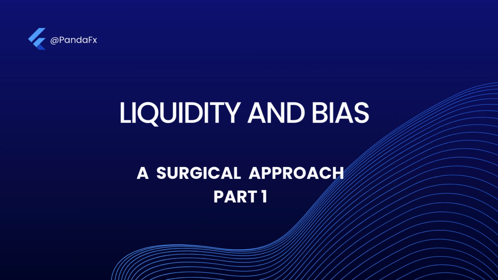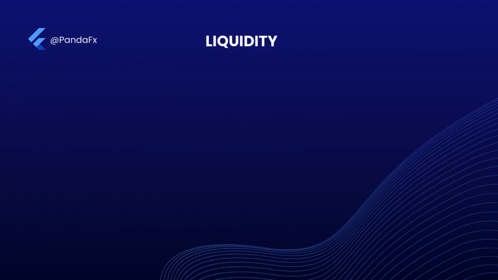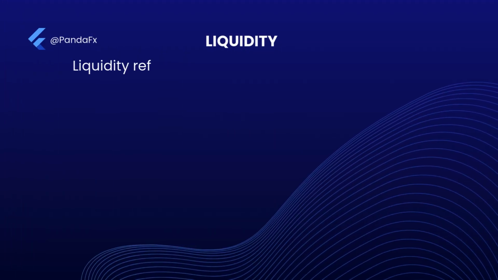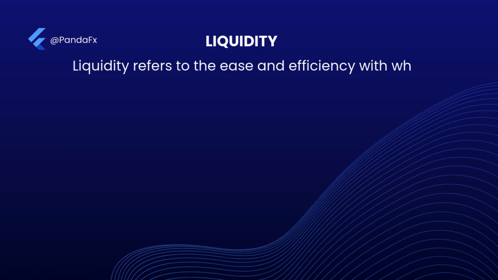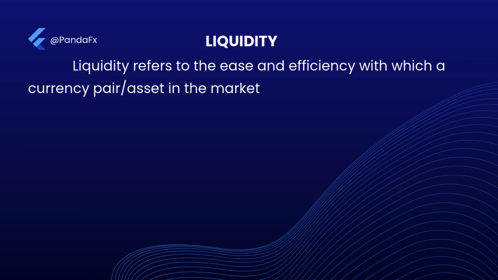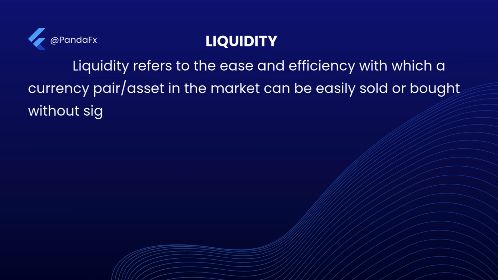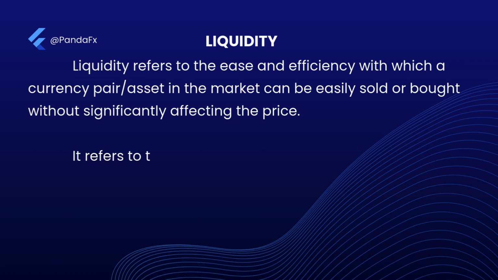And today we'll be talking about liquidity and bias, a surgical approach. Liquidity refers to the ease and efficiency with which a currency pair or asset in the market can be bought or sold without significantly affecting the price. So it refers to the readily available demand and supply for a currency pair. That is, the currencies are readily available and sufficient traders are willing to trade them.